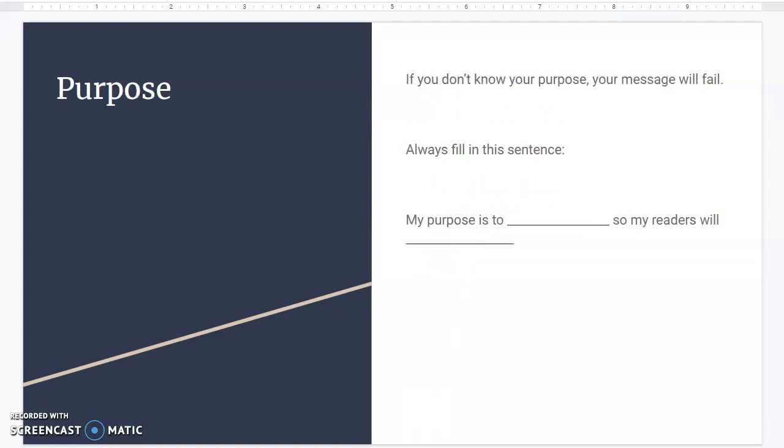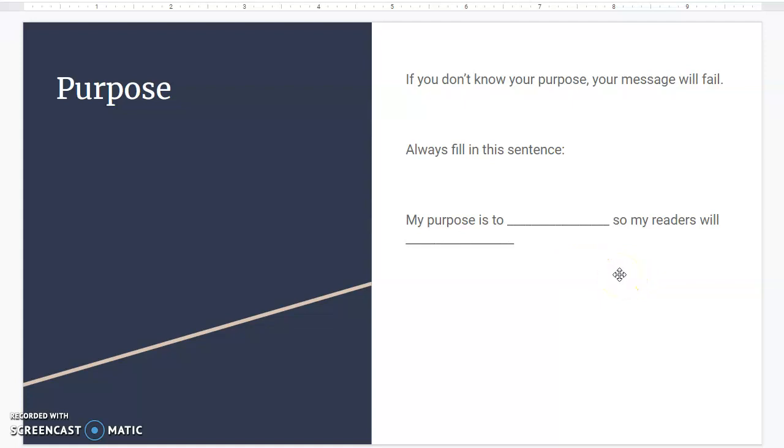Okay, purpose. Folks, if you don't know what your purpose is in writing this message, you're not going to be successful. You have to know what you want to do. So before you start writing, always fill in this little sentence. My purpose is to blank, so my readers will blank.